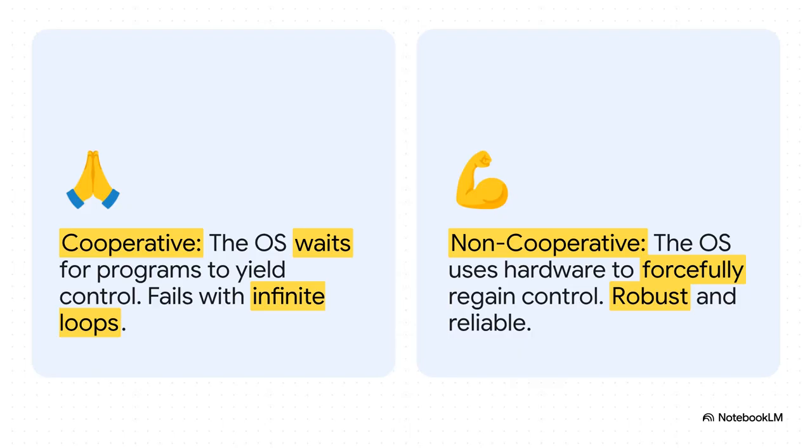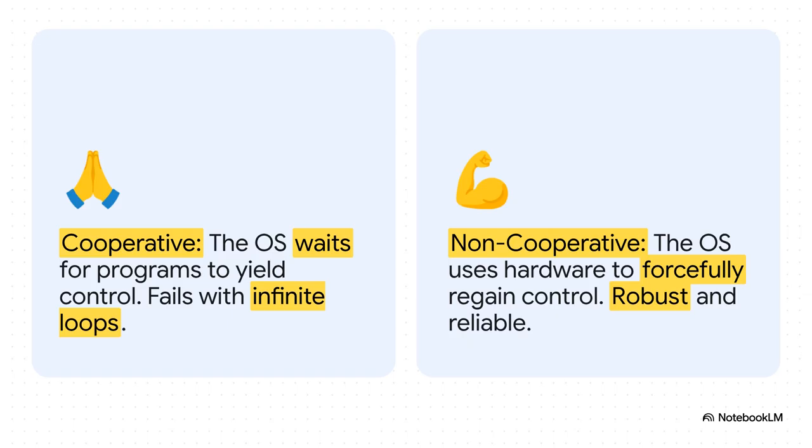Well, in the old days, systems used what's called a cooperative approach. They basically just trusted programs to behave. As you can imagine, that didn't work out so well. One bad program and the whole machine would just freeze. Modern systems are way smarter. They're non-cooperative. The OS doesn't ask for control back.